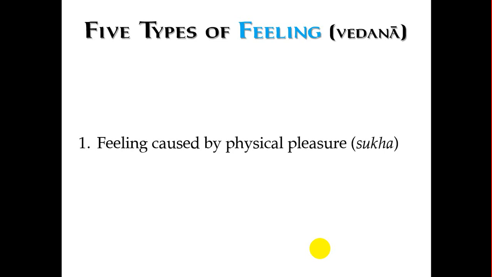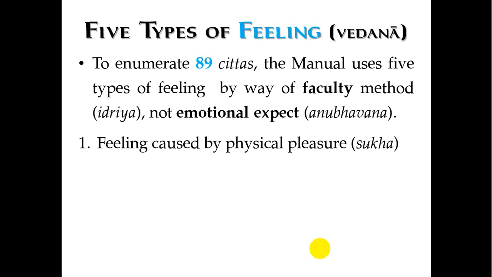Before we learn the 89 types of consciousness, we need to know the five types of feeling. What are they? Number one, feeling caused by physical pleasure. When you have physical pleasure, then a good feeling arises. That is called sukha vedana. Sukha vedana.